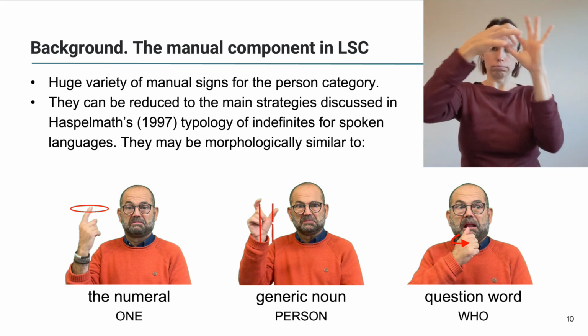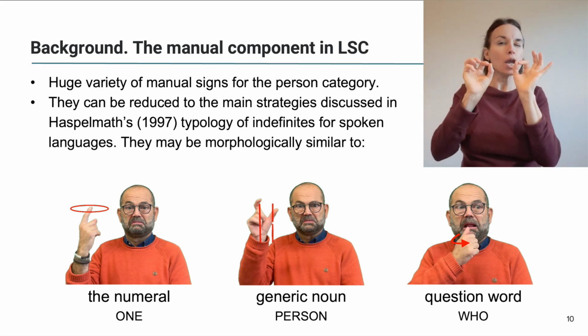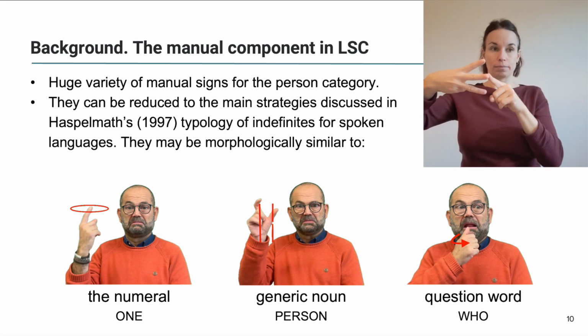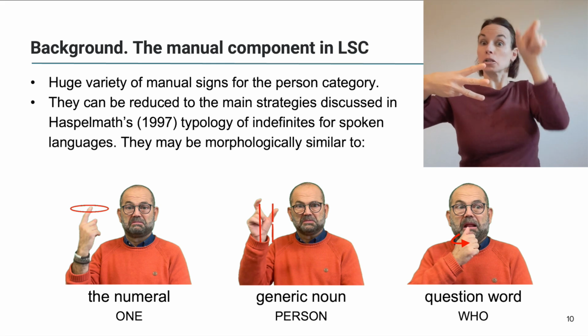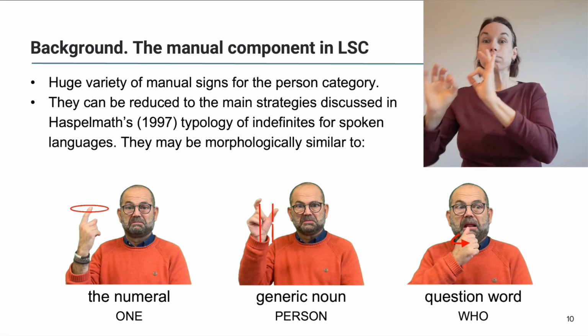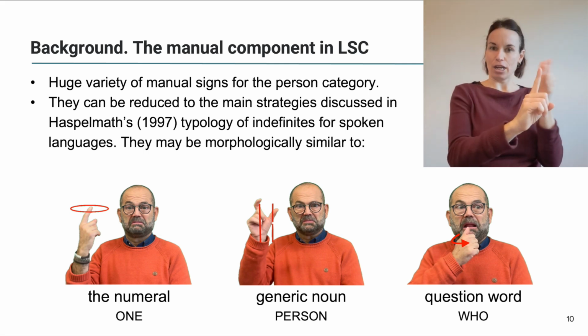This means that indefinite signs in Catalan Sign Language may be morphologically similar to the numeral 1, to the generic noun person, and to the question word who. And notice that the 3 signs you have in the slide were all used as indefinites to mean something like someone in English.